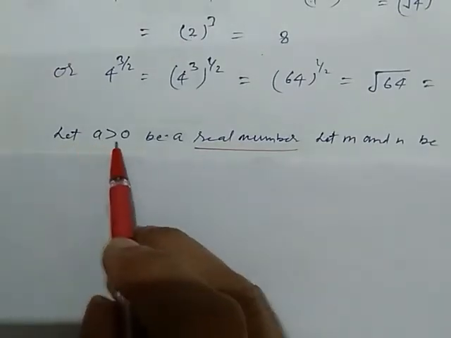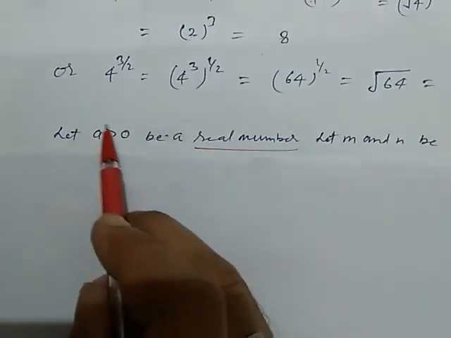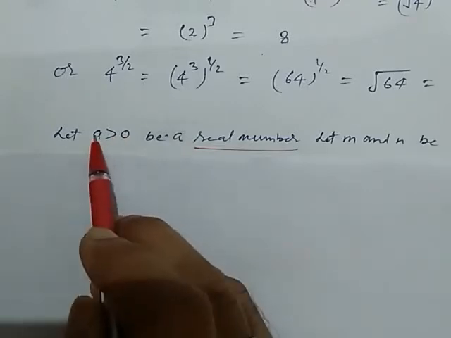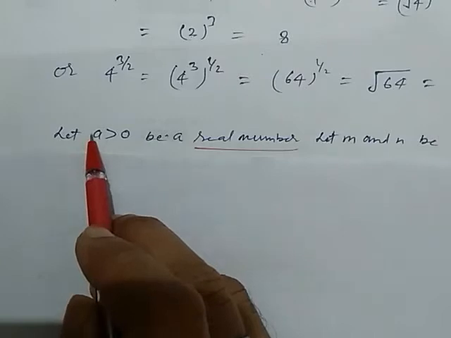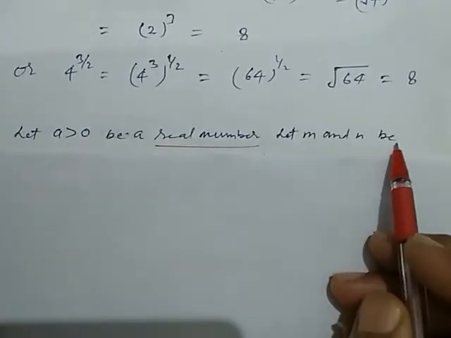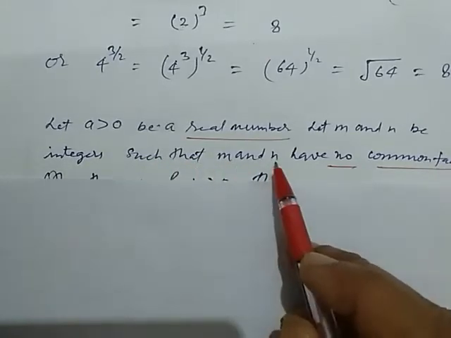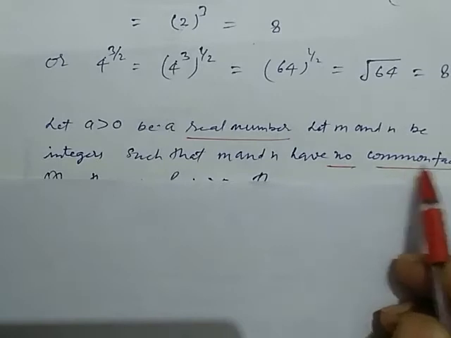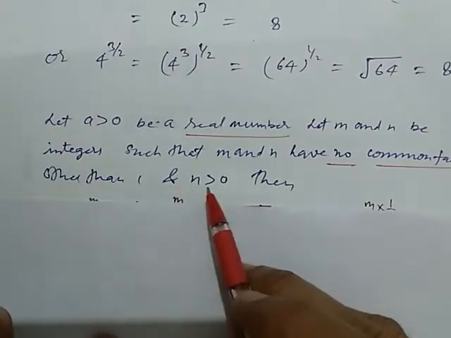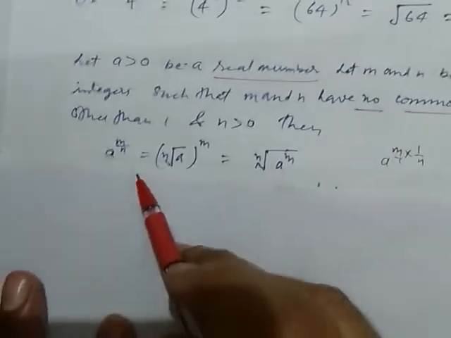Let a be greater than 0, meaning any positive number. Less than 0 means a negative number, greater than 0 means a positive number. Let a be a real number. Let m and n be integers such that m and n have no common factors other than 1, and n greater than 0. Then we have some identities.